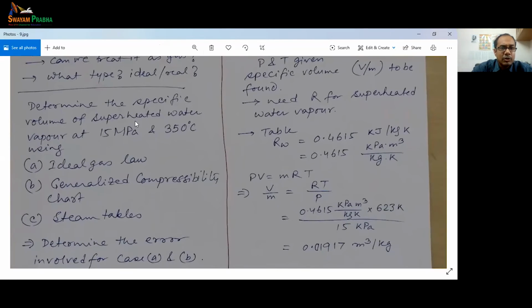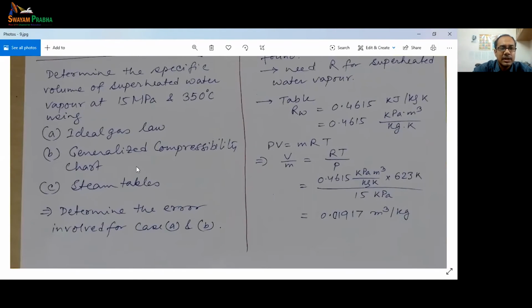Determine the specific volume of superheated water vapor at 15 megapascal and 350 degrees centigrade. Okay, so pressure and temperature are given. There are three ways it tells us to find the specific volume. First one is to use the ideal gas law: assume it is an ideal gas and find the specific volume.